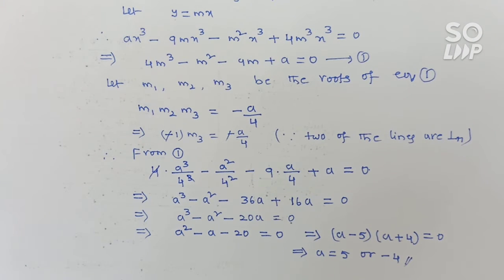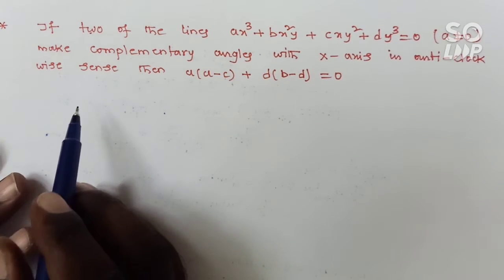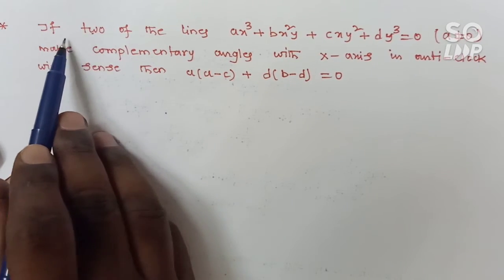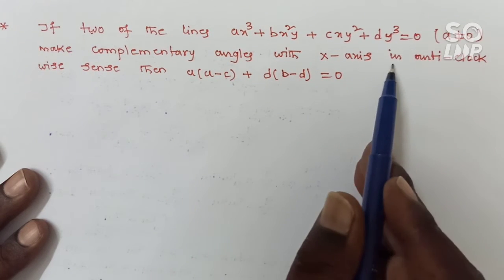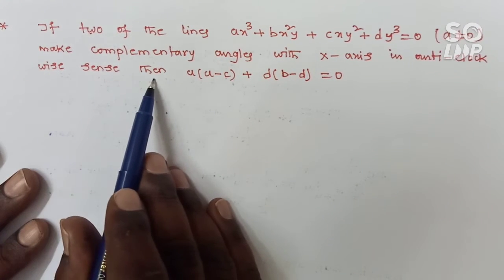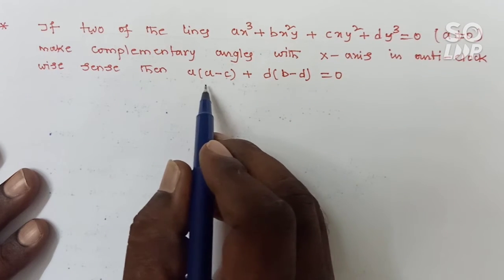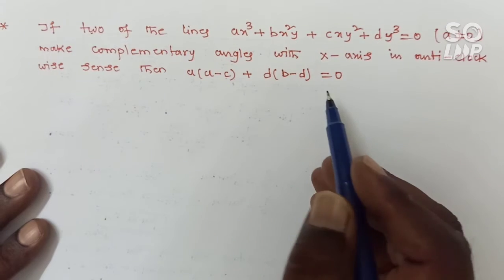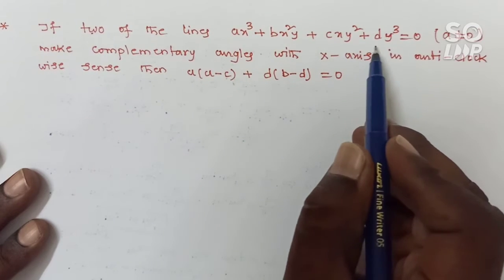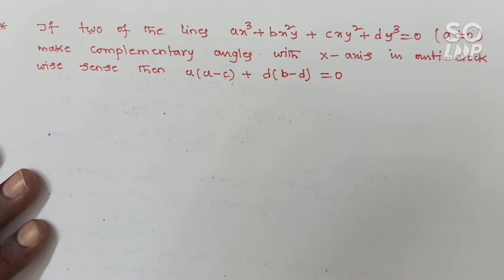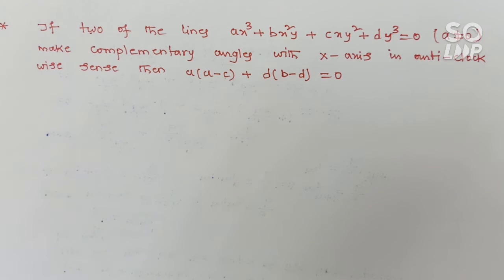Okay. Now we'll see one more question in the same concept. So look at this one. Here, if two of the lines make complementary angles with the x-axis in the anti-clockwise sense, then we have to show that the relation will be this one. All of you see this one clearly. It is a third degree homogeneous equation, which means it represents a set of lines passing through the origin. How many lines? 3 lines.